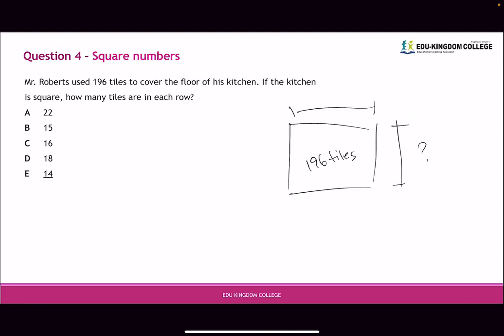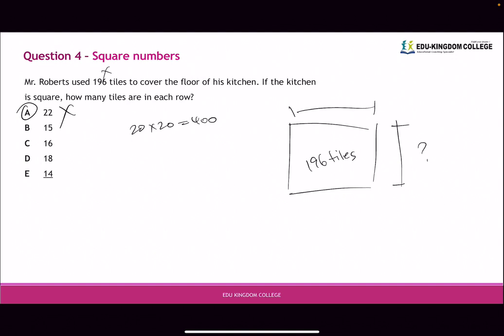For example, 2 times 2 is 4, 10 times 10 is 100, 20 times 20 is 400. So if we know that 20 times 20 equals 400, then we know that 22 obviously is not going to work, because 20 times 20 is already too big, 22 times 22 definitely too big. It's going to be way over 196.